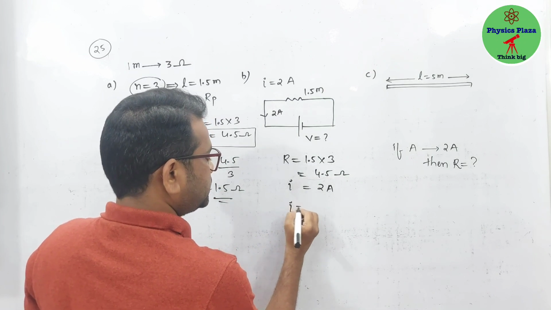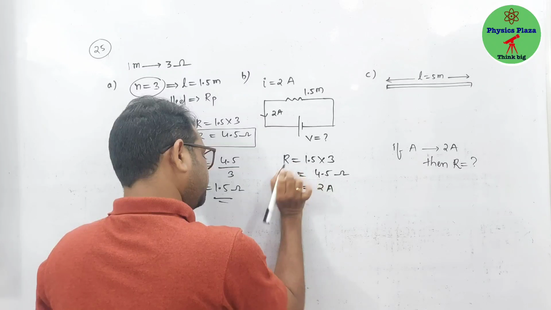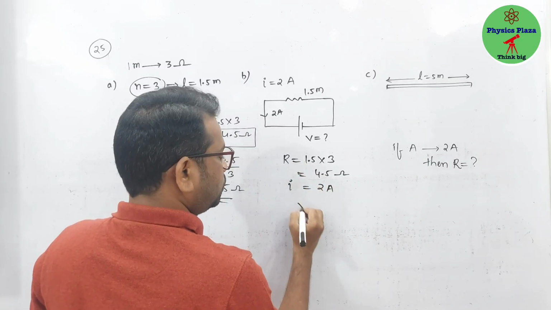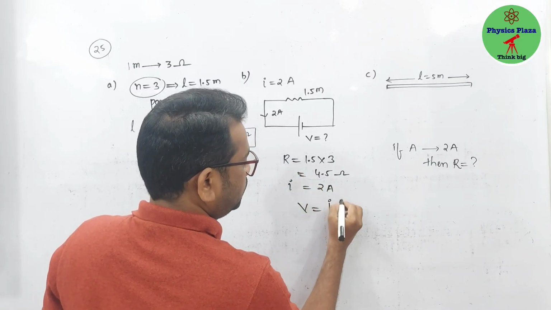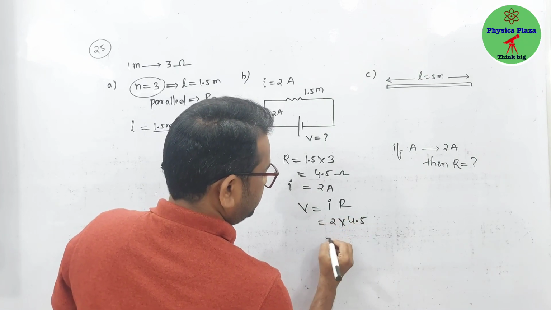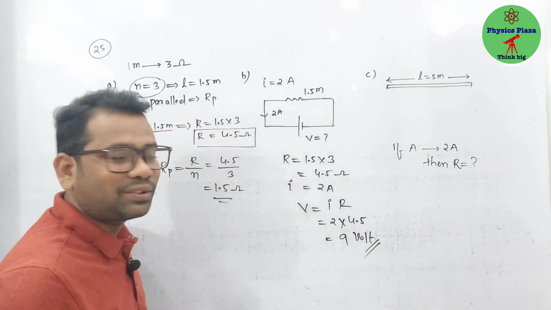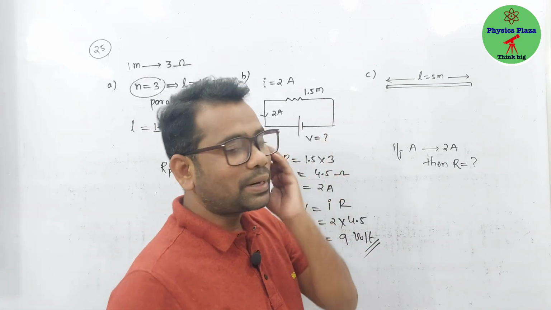Current I is equal to 2 ampere. Now we know that V is equal to IR, very simple. So V is equal to I into R. I is 2, R is 4.5. This will be 9 volt. Simple, don't make it complicated.